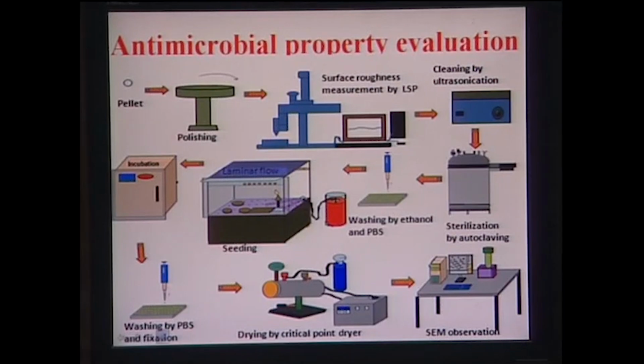Now, what are the protocols that are used for the antimicrobial property? You start with polishing the pellet, then you do LSP rough surface measurements and ultrasonication. Subsequently, you do the autoclaving. After the autoclaving, you wash with ethanol as well as PBS, that is phosphate buffer solution, then you put it in the vertical laminar flow, then you seed the bacteria that you want to seed.